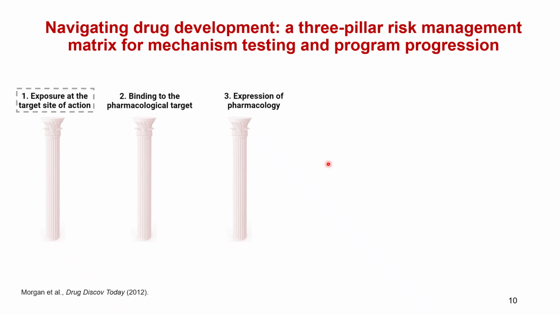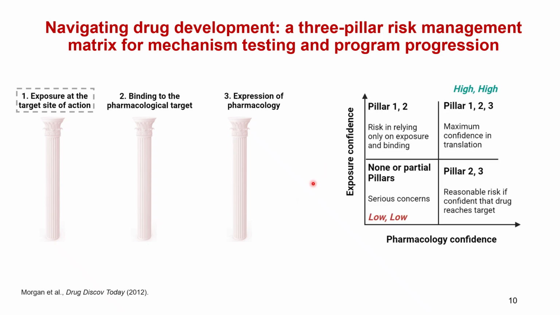So a combination of these 3 pillars builds this metrics, which is a combination of the exposure confidence and the confidence in pharmacology. So basically, by having confidence in these 3 pillars, we can maximize the confidence in drug translation. This highlights that in order to navigate the drug development stages, having the confidence in target site of action, one of the pillars, is important.